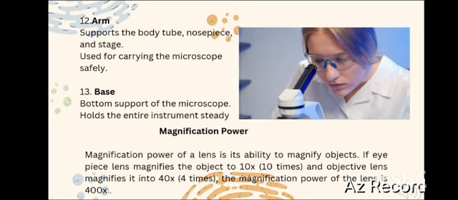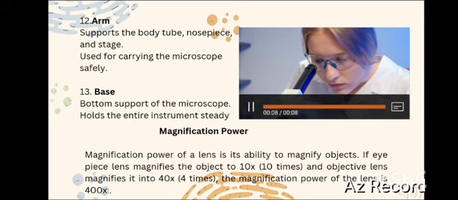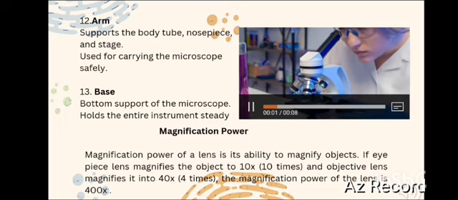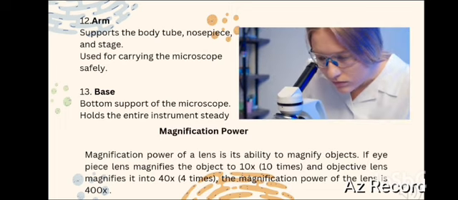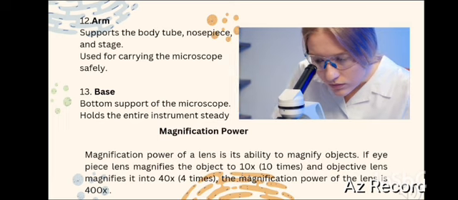Okay, now we have to check what magnification power is. The magnification power of a lens is its ability to magnify objects. How much a lens can magnify an object is called its magnifying power. If the eyepiece lens magnifies the object 10x and the objective lens magnifies the object 40x, then the total magnification power will be 400x.